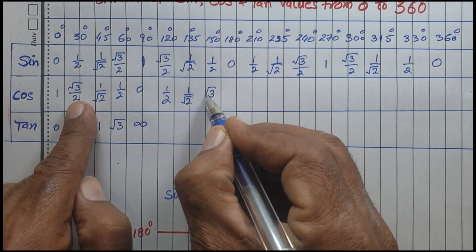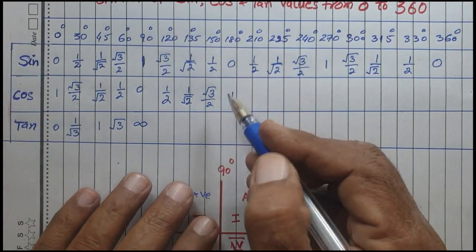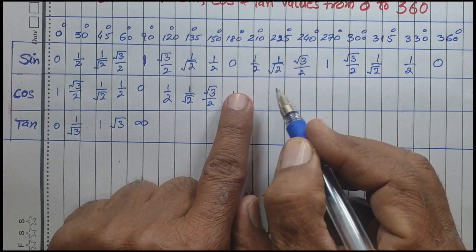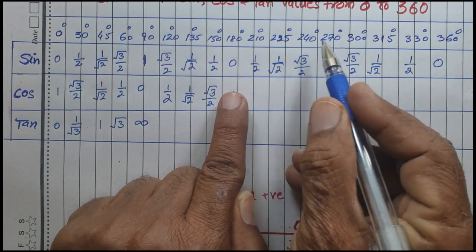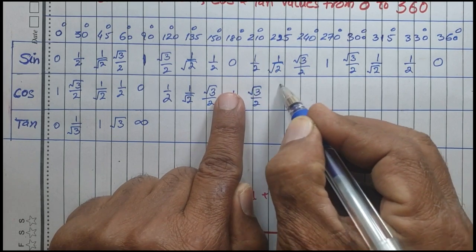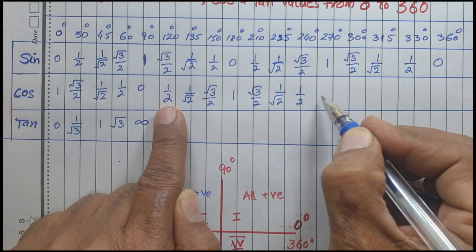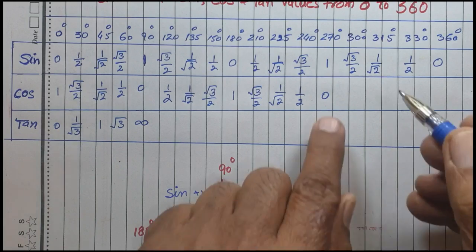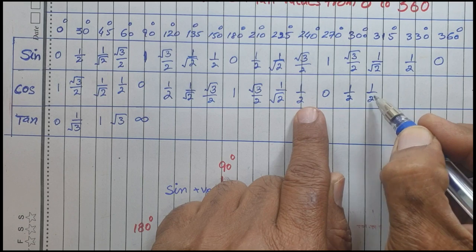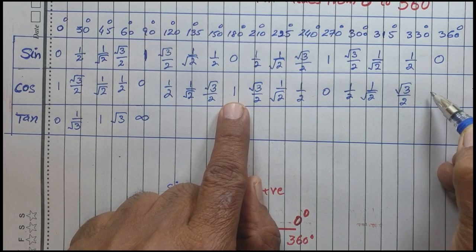150 is under root 3 by 2, and it will be 1, because cos 180 is 1. In the same way, we write for the next quadrant: under root 3 by 2, 1 by under root 2, 1 by 2 and 0. In the same way, we write here 1 by 2, 1 by under root 2, under root 3 by 2 and 1.